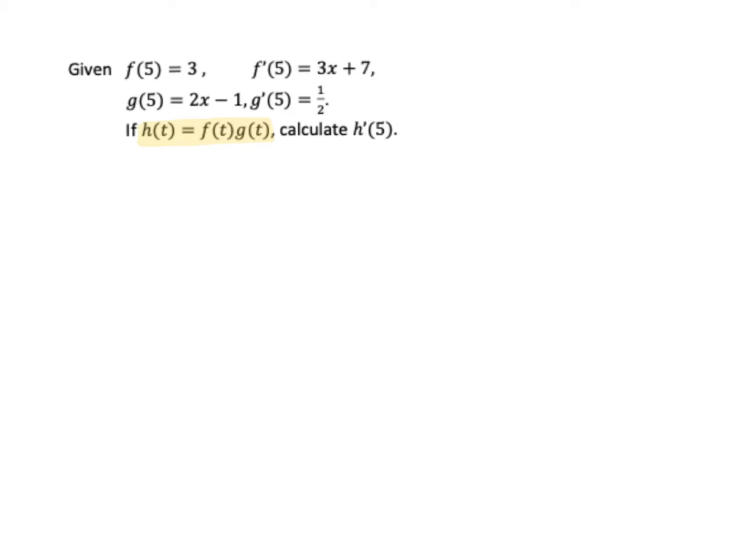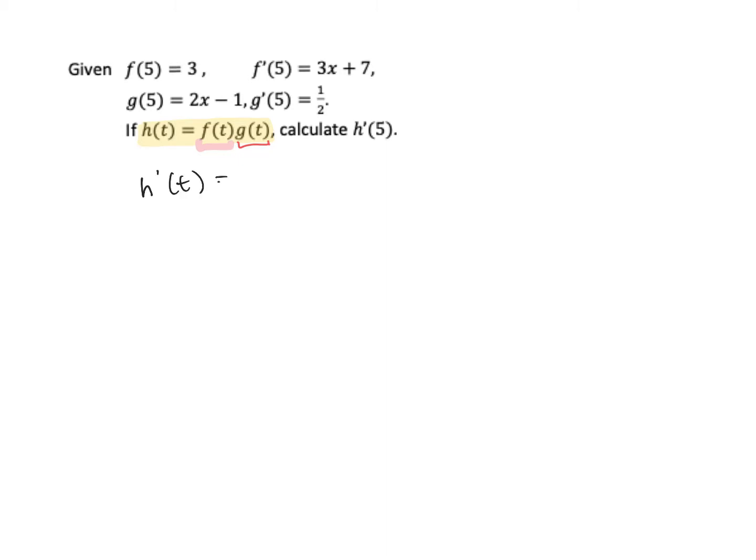This is two separate functions. F of t is one function, and g of t is one function, and they're multiplied together. So when you have two separate functions that are multiplied together, you must use the product rule. Remember, multiplication says product, so we're using the product rule. So what I want you to do is do the product rule first and then plug numbers in.